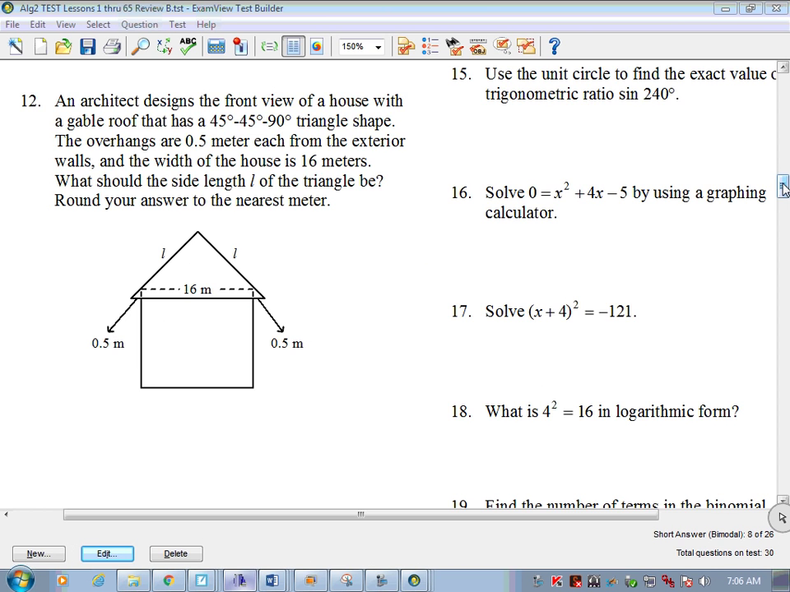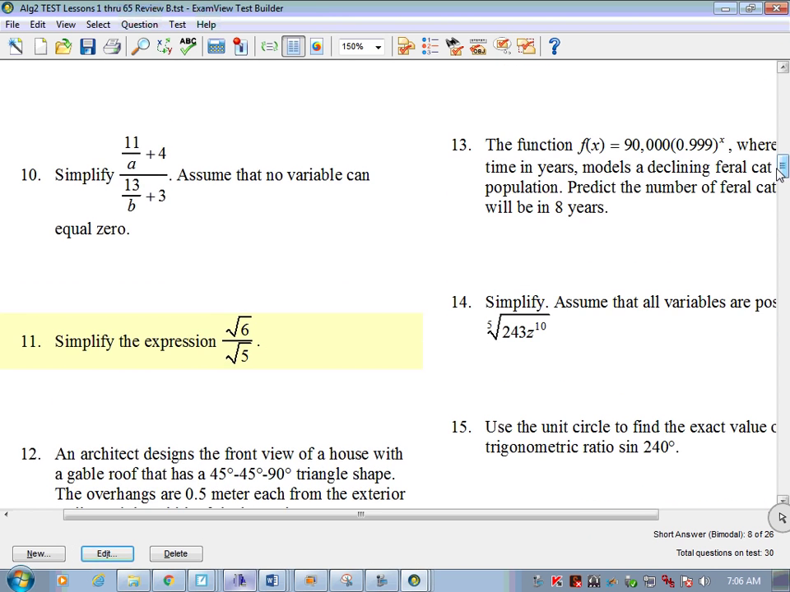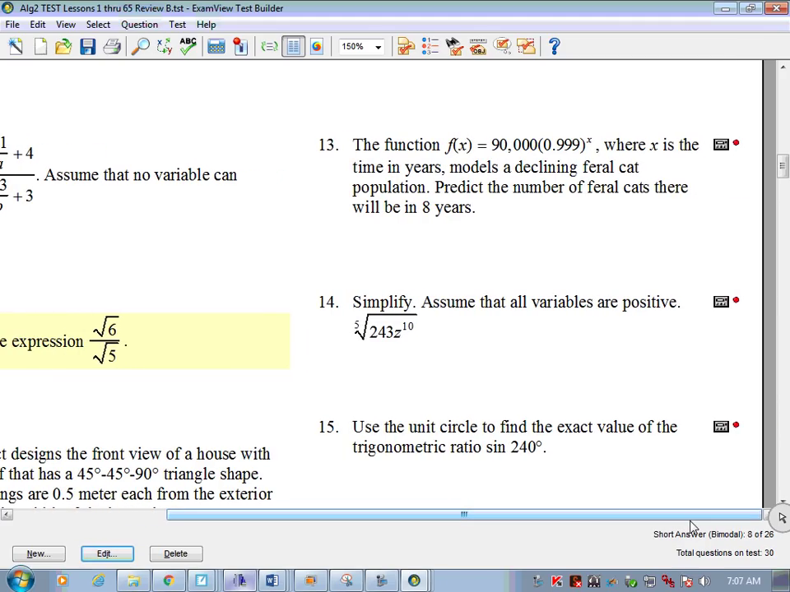Okay. 13 is back up here. The function f of x equals 90,000 times 0.999 to the x, where x is the time in years, models a declining feral cat population. Predict the number of feral cats there will be in 8 years. All right, this we're going to go to our graphing calculator to let it do a lot of our work here.